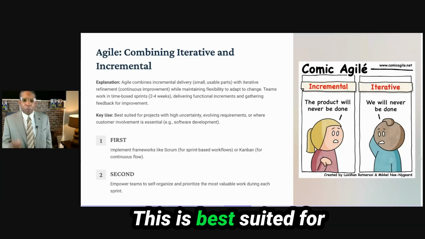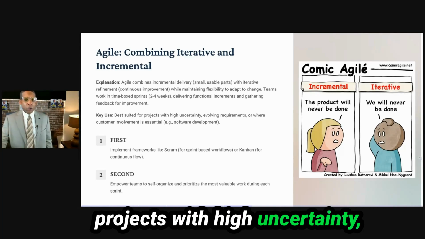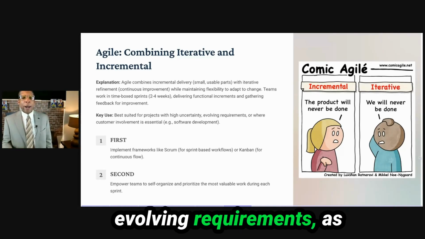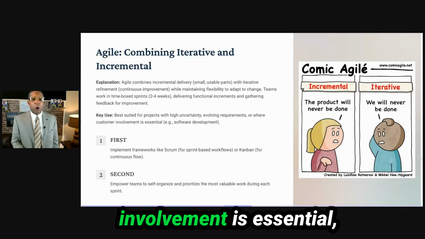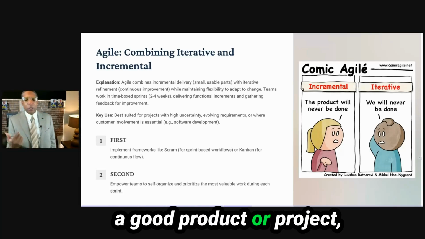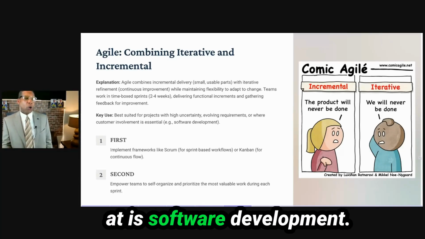Key uses: this is best suited for projects with high uncertainty, evolving requirements, as well as where customer involvement is essential. A good product or project to look at is software development.